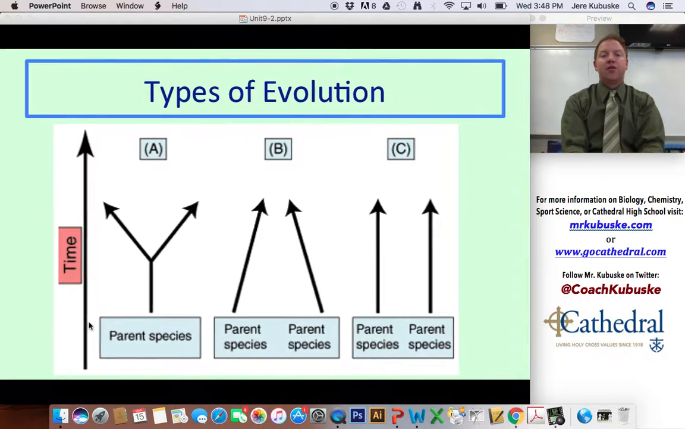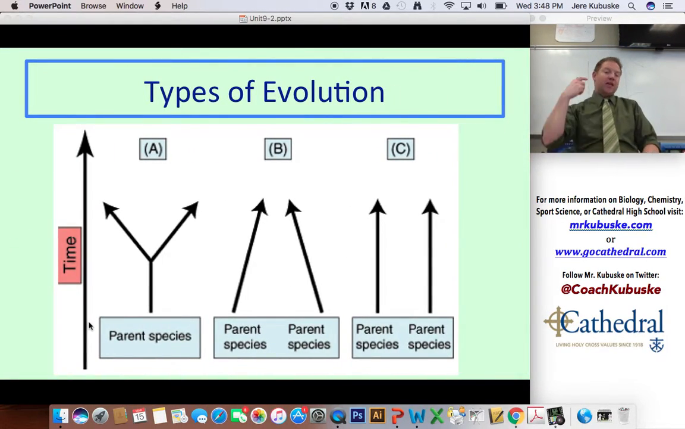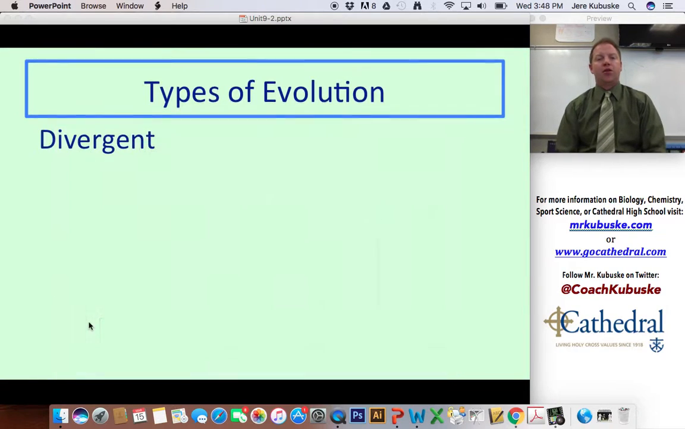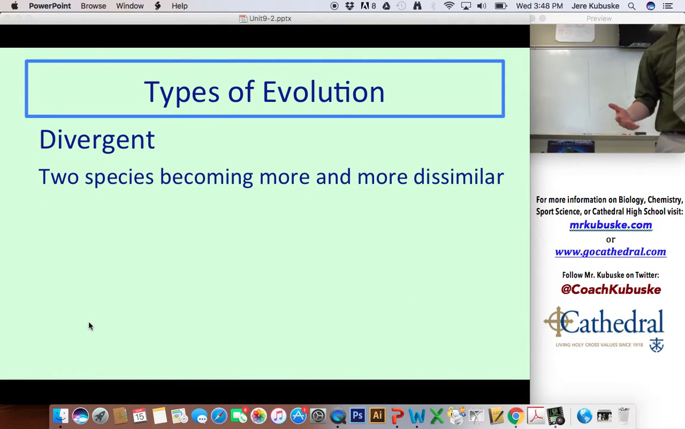So that's speciation. There are a couple of different types of evolution that we should know about, based on the ideas of isolation and having traits that match your environment. The first one is divergent. I'm sure some of you are familiar with the movie Divergent. It's the idea that you're becoming more dissimilar over time.